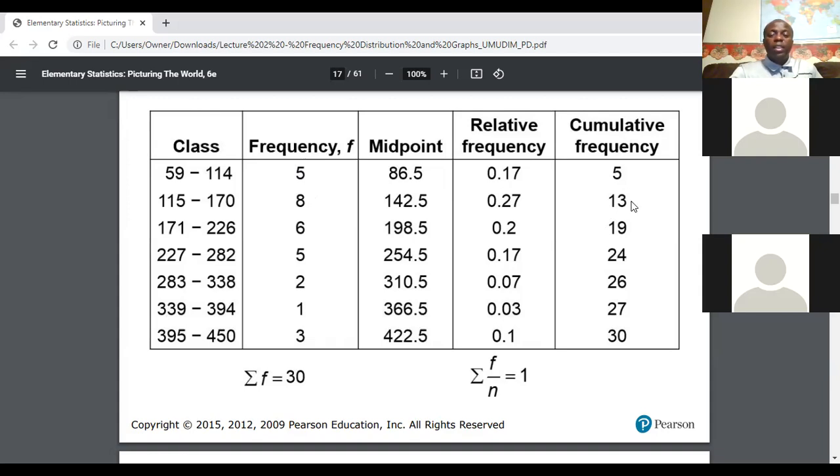Okay. Now to get the next one, take this one here, 13, and add to the next number, 6, to give you 19. So you follow the same process until you get to the last one. This last one will be 27 plus 3, which is 30. That gives you the final cumulative frequency.